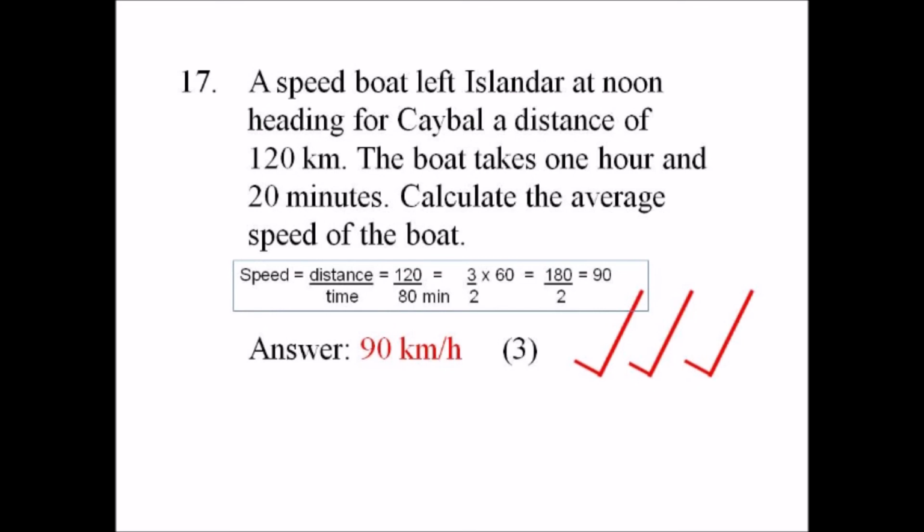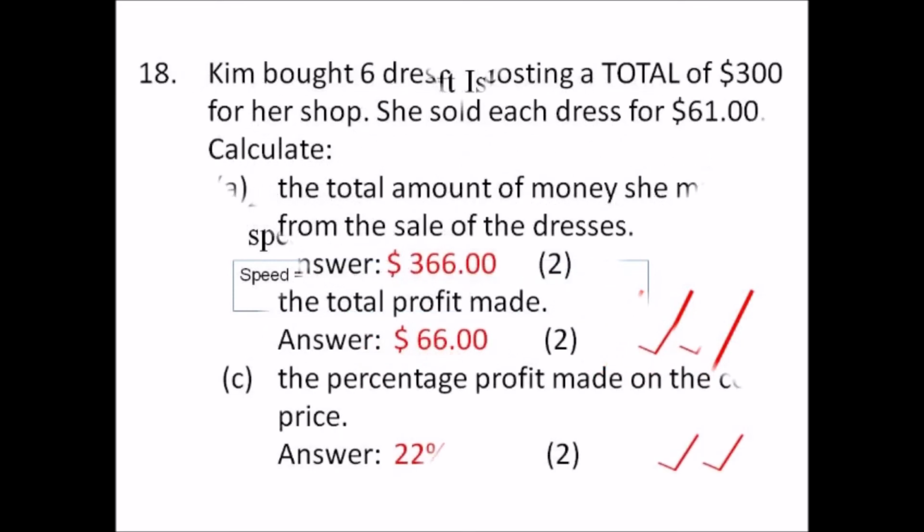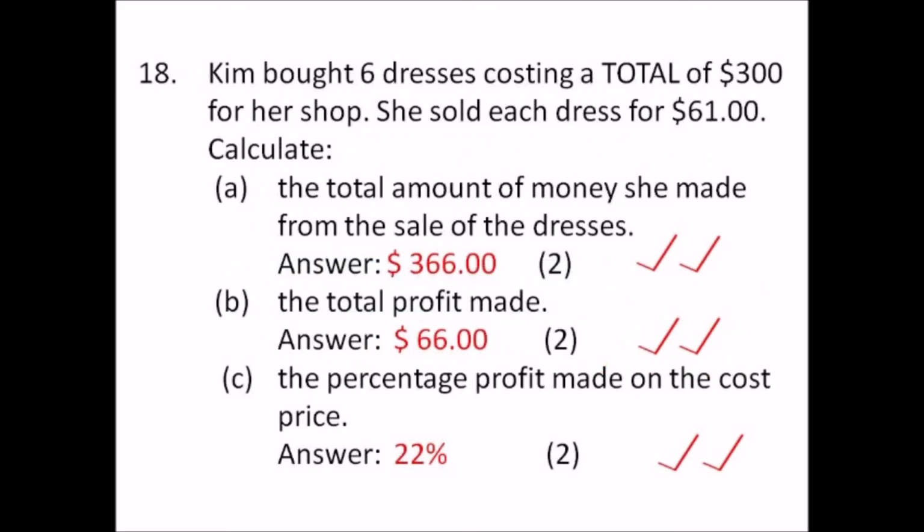Remember I told you at the beginning, the speed must be in kilometers per hour. So once you change it to minutes, you got to multiply by 60 to change that back to hours. That's it. And 18.